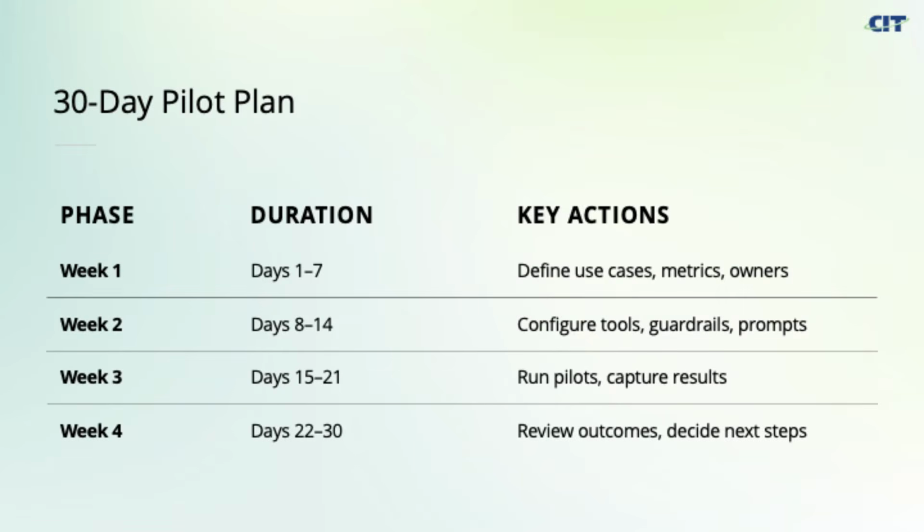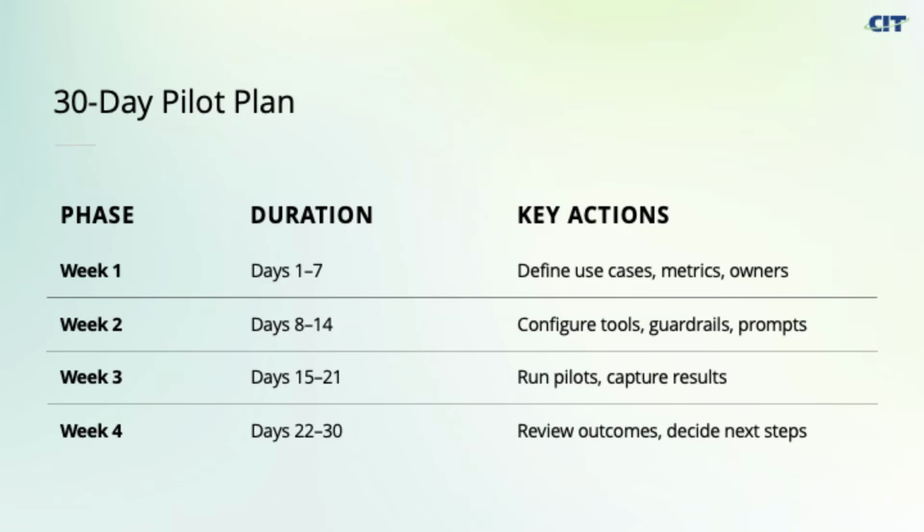For week 1, define the success metric, whether that's time saved or error rate. Define the data sources and assign owners. Week 2 is your configuring week. Grant access, establish guardrails such as data rules and PII policy, and draft the first set of prompts. Week 3, run. Execute 10 to 15 real runs per use case. Capture time saved versus the baseline and document all the inevitable failure modes.